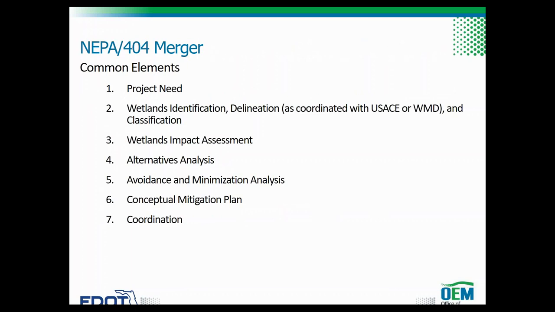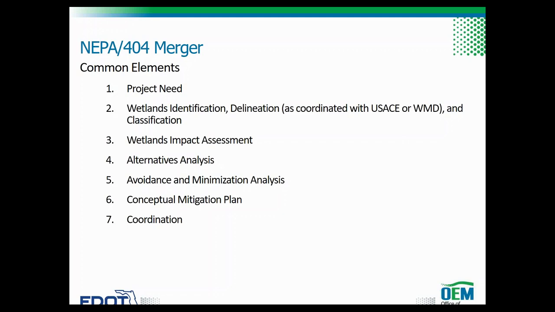There are 7 common elements which are relevant to both NEPA and the Section 404(b)(1) of the Clean Water Act guidelines. 1. Project need. The project need will typically contain capacity information, system linkage, transportation demand, modal interrelationships, safety information, and roadway deficiencies as supporting evidence for the project. 2. Wetlands identification, delineation, and classification. The identification, delineation, and classification will be developed. The Corps Jacksonville District has a process for preparing preliminary jurisdictional determinations.